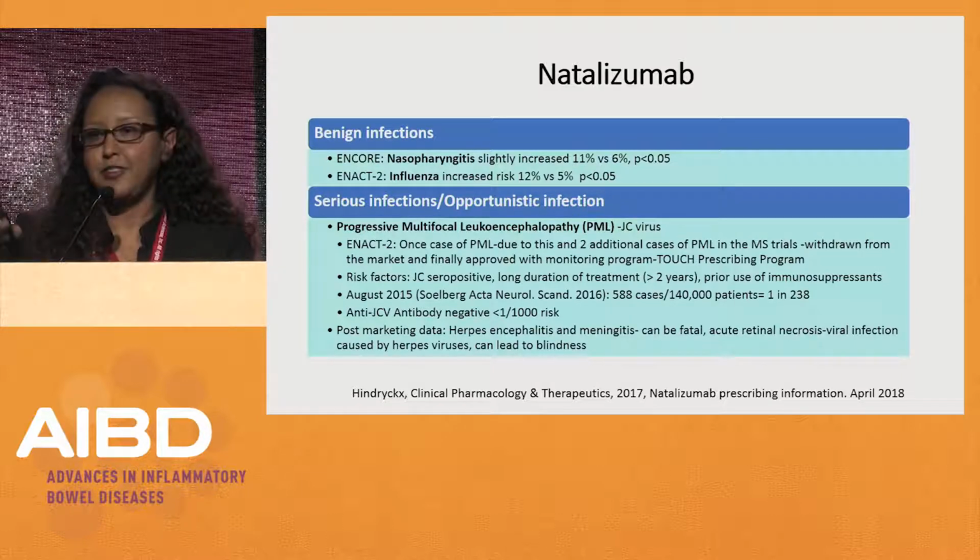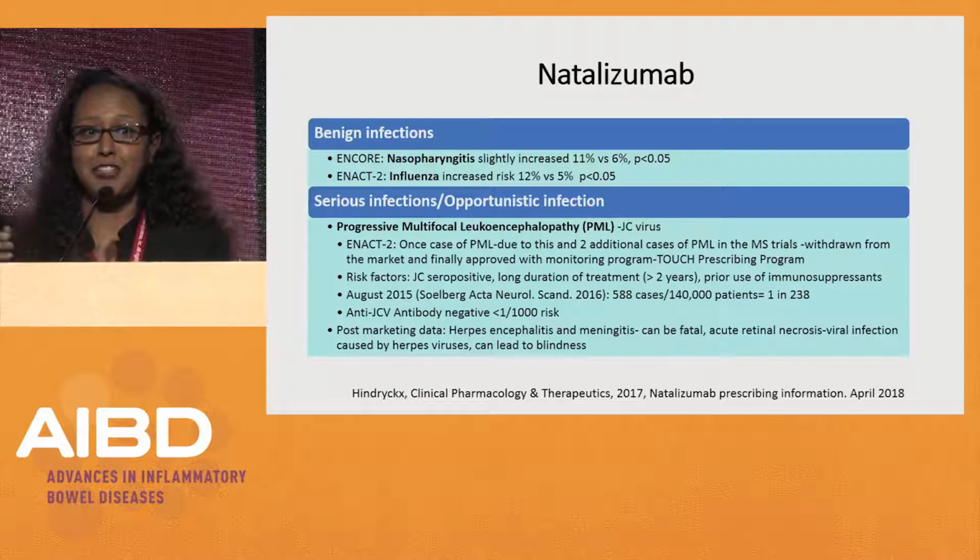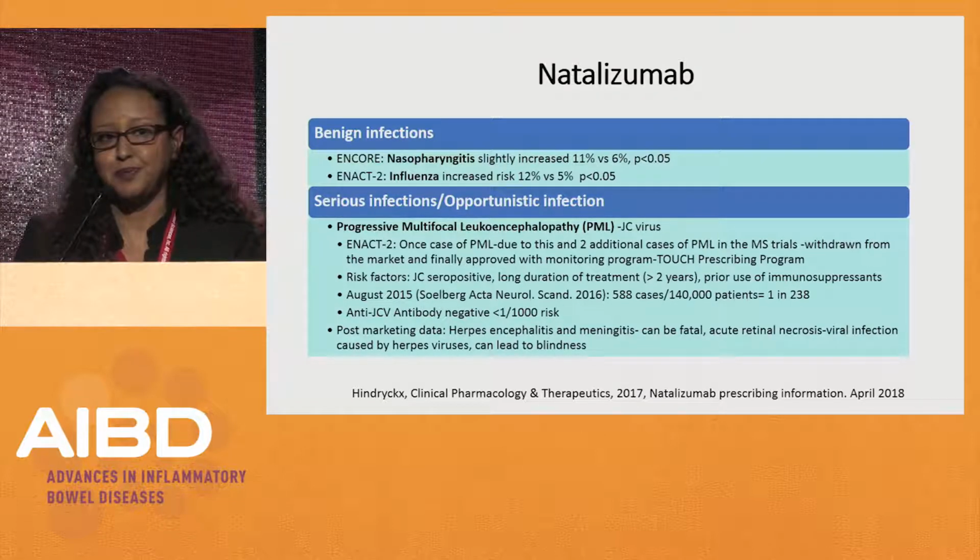And risk factors other than being JC positive include long duration of treatment for more than 2 years, and being on prior immunosuppressants. These really increase your risk. Based on data from August 2015, the risk of PML was about 1 in 238. But if you're anti-JC antibody negative, the risk is less than 1 in 1,000.